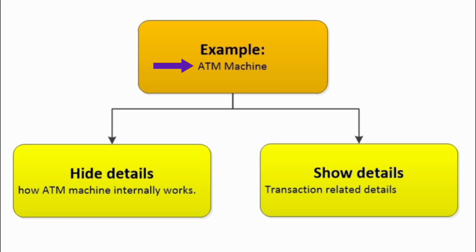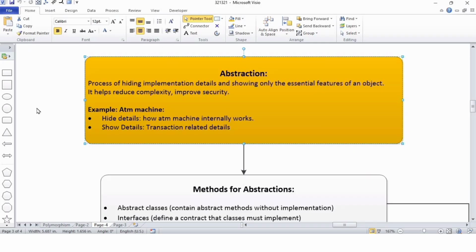When you use an ATM machine, you don't see or worry about how it works internally. You only see the essential parts, for example, entering your PIN, withdrawing cash, or checking your balance. The complicated internal processes are hidden because they would confuse the user and they could create security risk as well. That's exactly why abstraction is important in programming. You can see more details for the abstraction written here as well in the orange box.